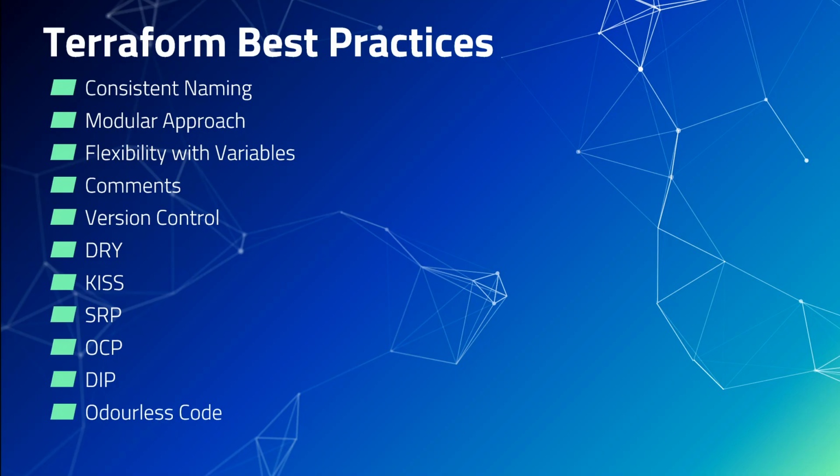Code odors or smells are indicators of poor code quality. In Terraform projects, code smells can include duplication of code, hard coding of values, non-descriptive resource and variable names, and the lack of comments or documentation. So writing great clean code requires all these best concepts to be followed as best as possible.